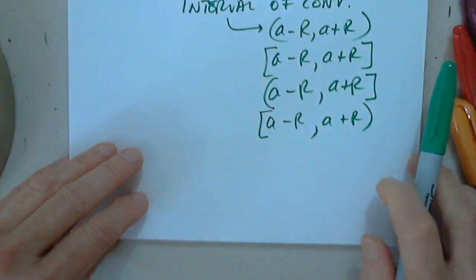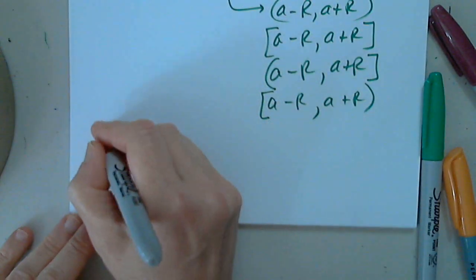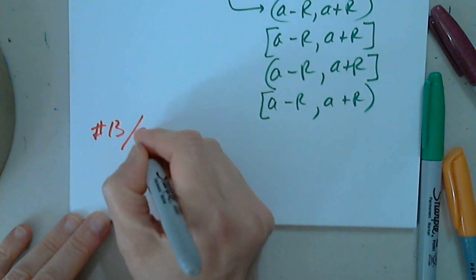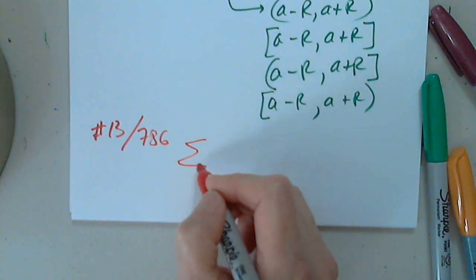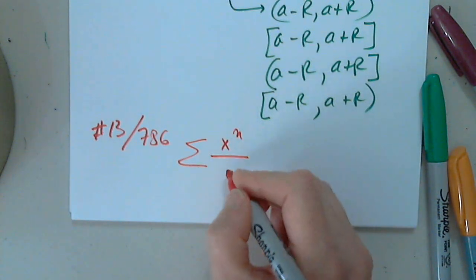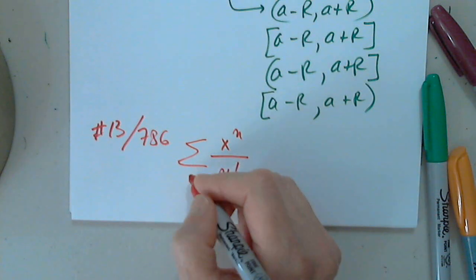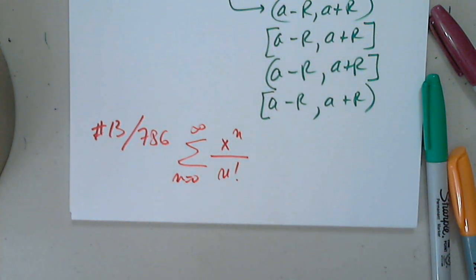Okay, so let's start with 13 on page 786. In 13 we have this infinite series, x to the nth over n factorial, from n equals 0 to infinity. Find the radius of convergence and interval of convergence of the power series.